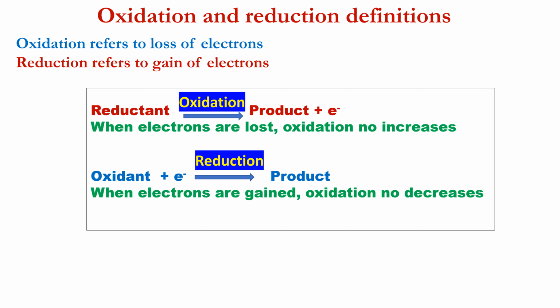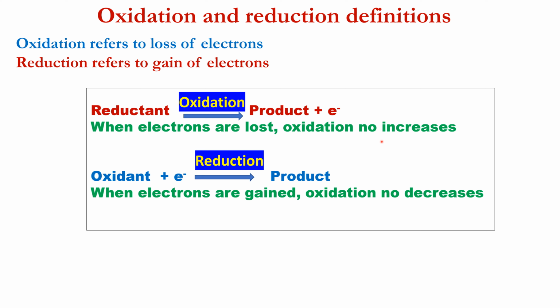Oxidation and reduction occur simultaneously. Whenever oxidation takes place, reduction must also occur. So both occur at the same time. So for example, a reductant is an element or a compound that has lost electrons. So when this reductant loses electron, it will form a product, and this shows that it has lost one electron. And whenever an element loses electron, its oxidation number increases.